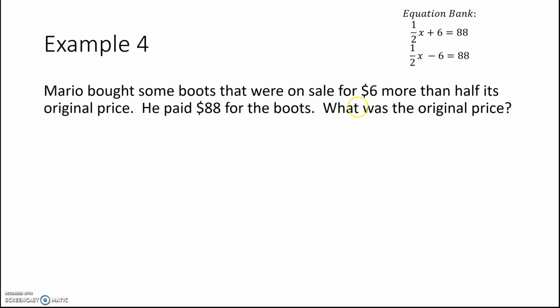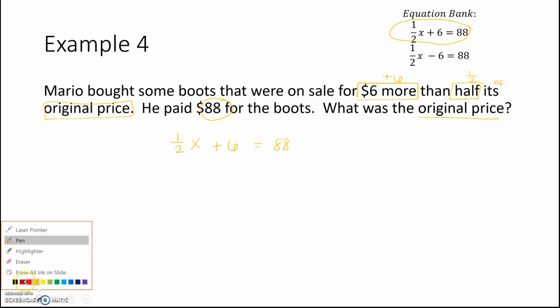So again, we're going to text code. On sale for $6 more, so plus 6, right? Then half, 1/2 of its original price, right? He paid $88. What is the original price? So $6 more than half of the original price is $88. So that's this first equation.